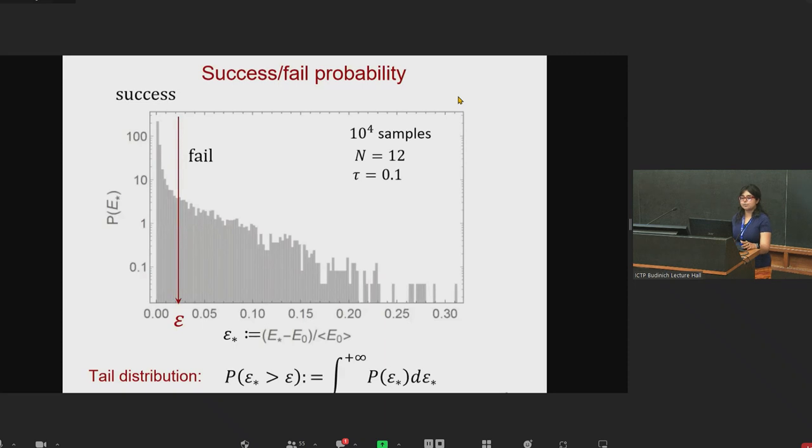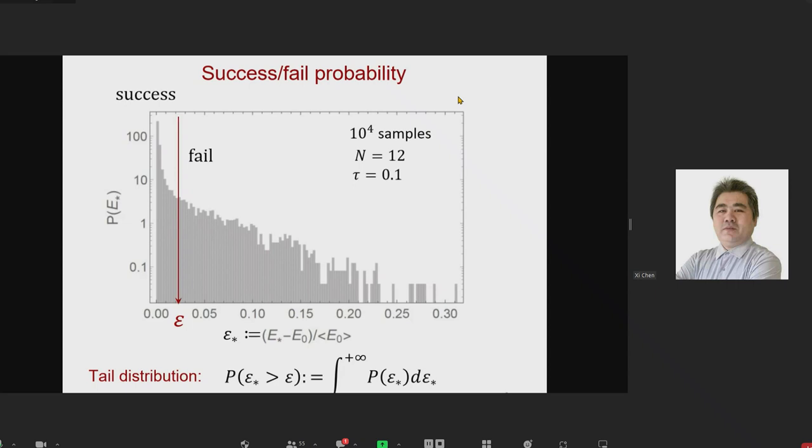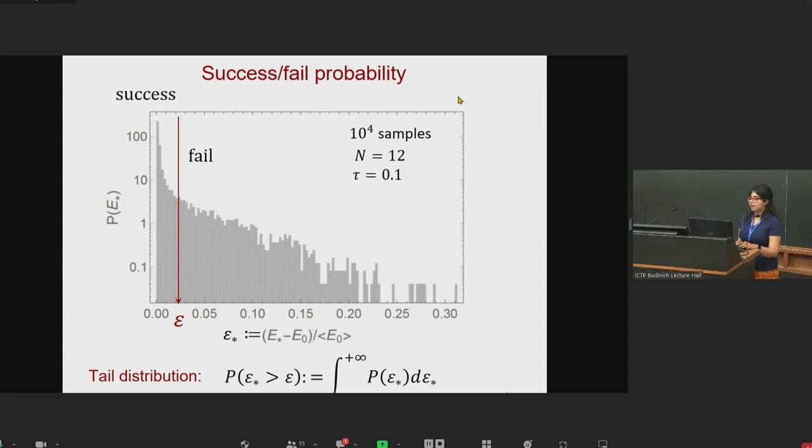Here in the x-axis, we plotted the minimum value that we obtain from our algorithm minus the true minimum divided by the average value of the true minimum. This is a quantity that we term epsilon star. And in the y-axis, we have plotted the corresponding probabilities. Now we see that there is a sharp peak around x equals 0 due to the fact that most of our runs have returned a value which is equal to the true minimum. But there is also a tail distribution, and we select a random value epsilon in the tail distribution.